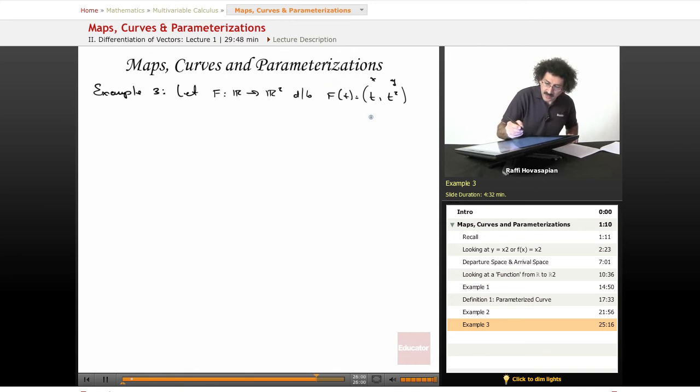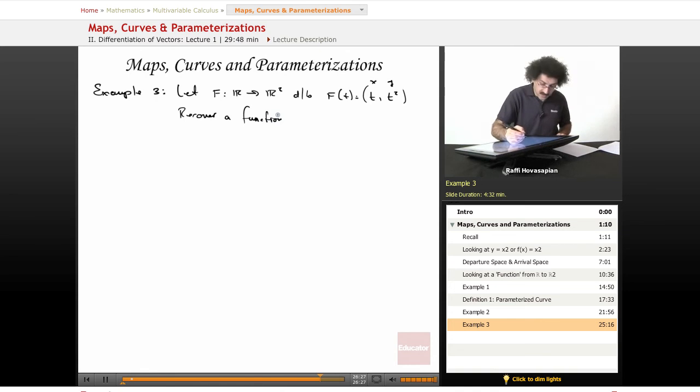Okay, now let's go ahead and recover a function. Let me see here. Recover a, you know what? No, well, that's okay. We've already started it. Let's go ahead and finish it. So recover a function y in terms of x.